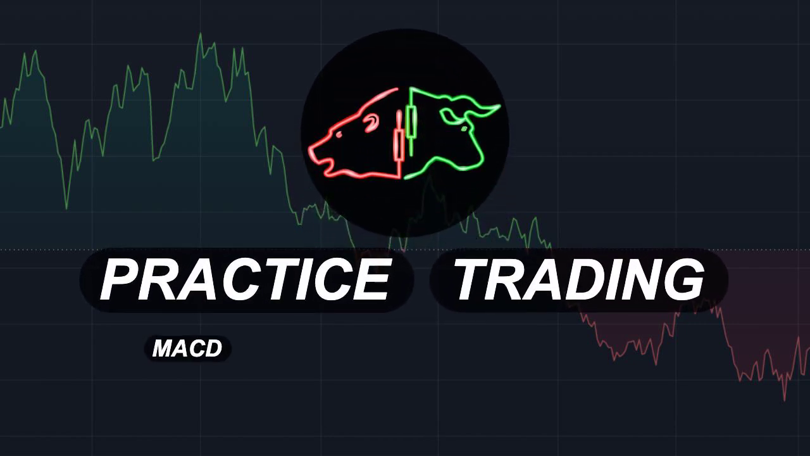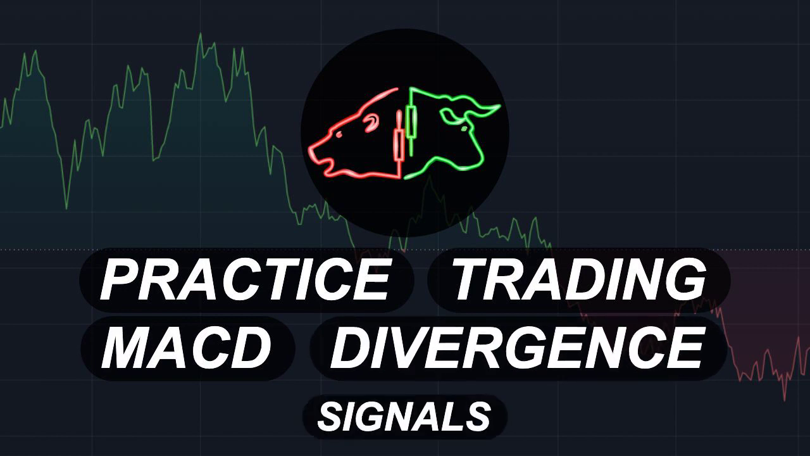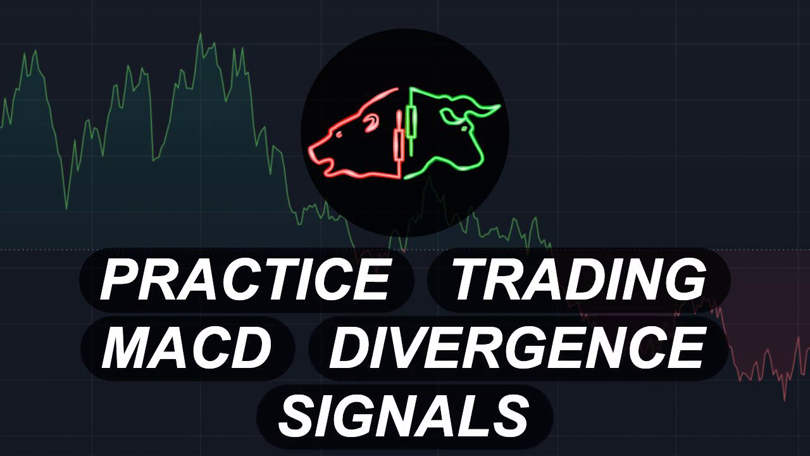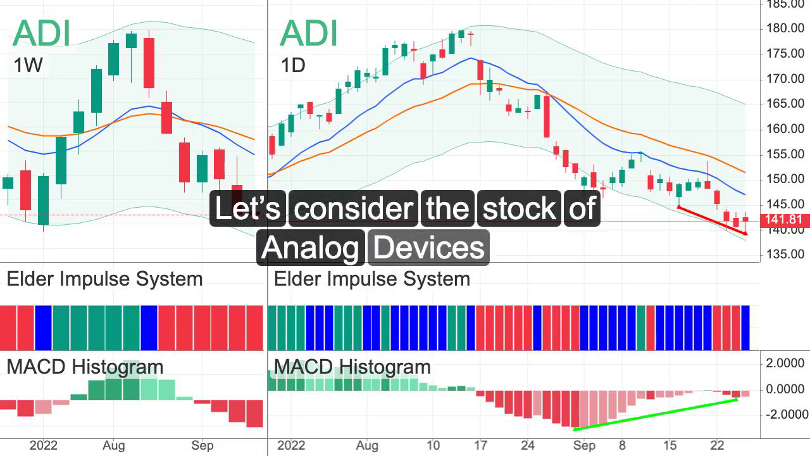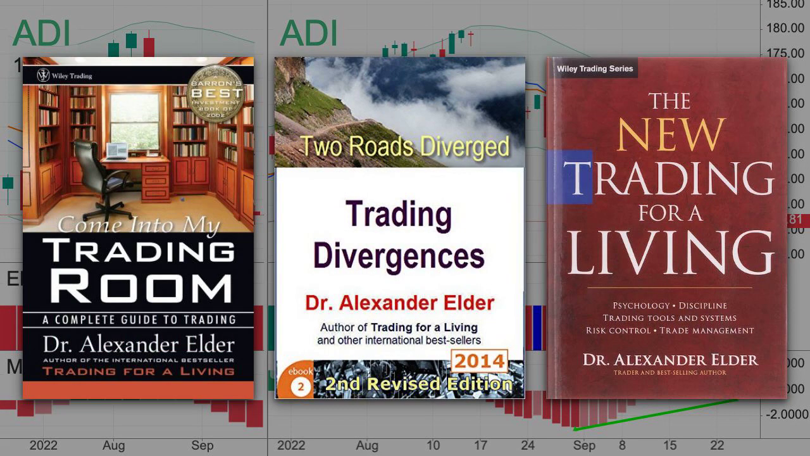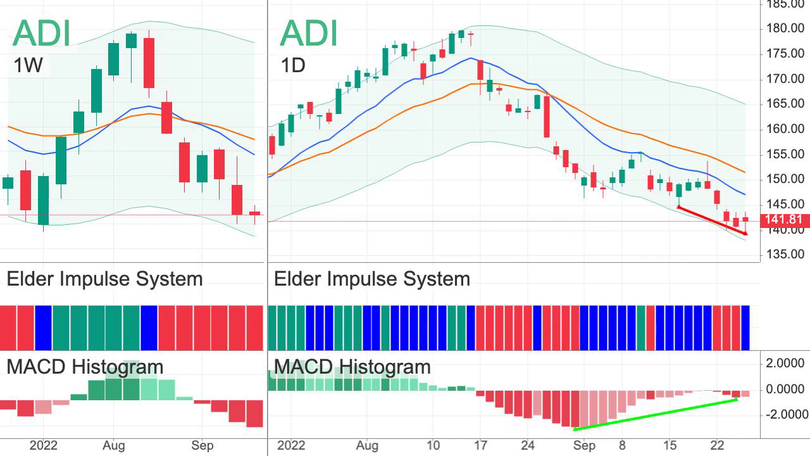Today we will practice trading MACD divergence signals. Test yourself if you can identify the correct signal. Let's consider the stock of Analog Devices Inc. This video illustrates a trading strategy based on books and public lectures by Dr. Alexander Elder. We use double screen view to examine the stock.